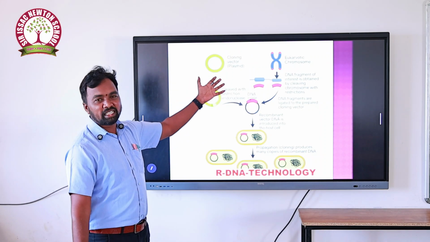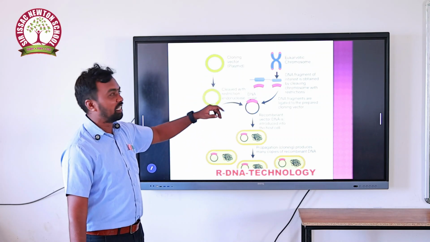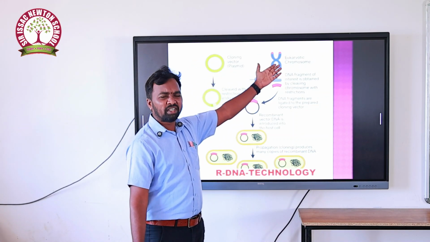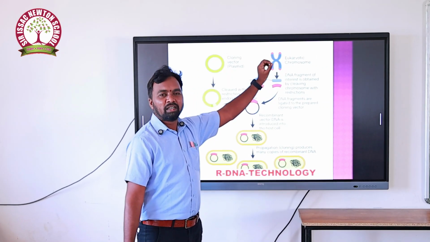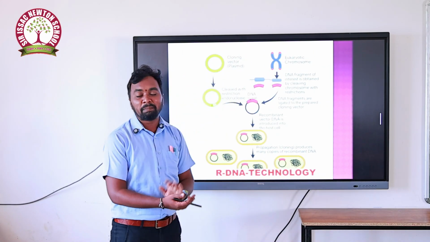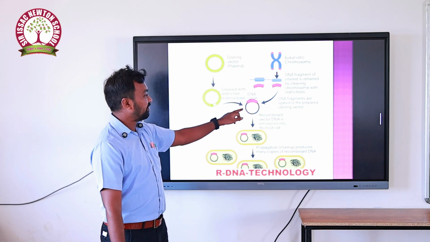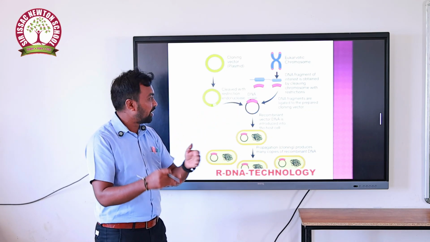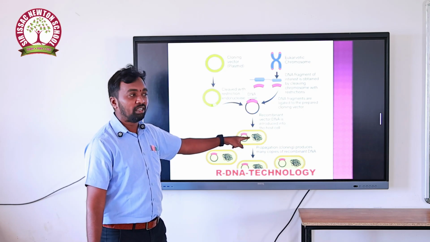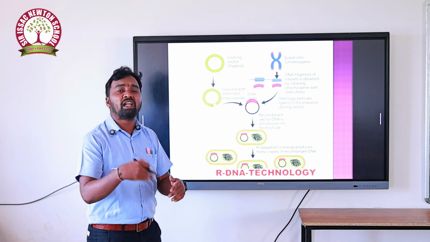So this is actually the overall complete process. We take the bacterial plasmid DNA and the eukaryotic plant or animal chromosome. Here they are cut with the help of restriction enzymes. Then we join them with the help of ligase and introduce them into a bacteria. After that it will form a lot of colonies.